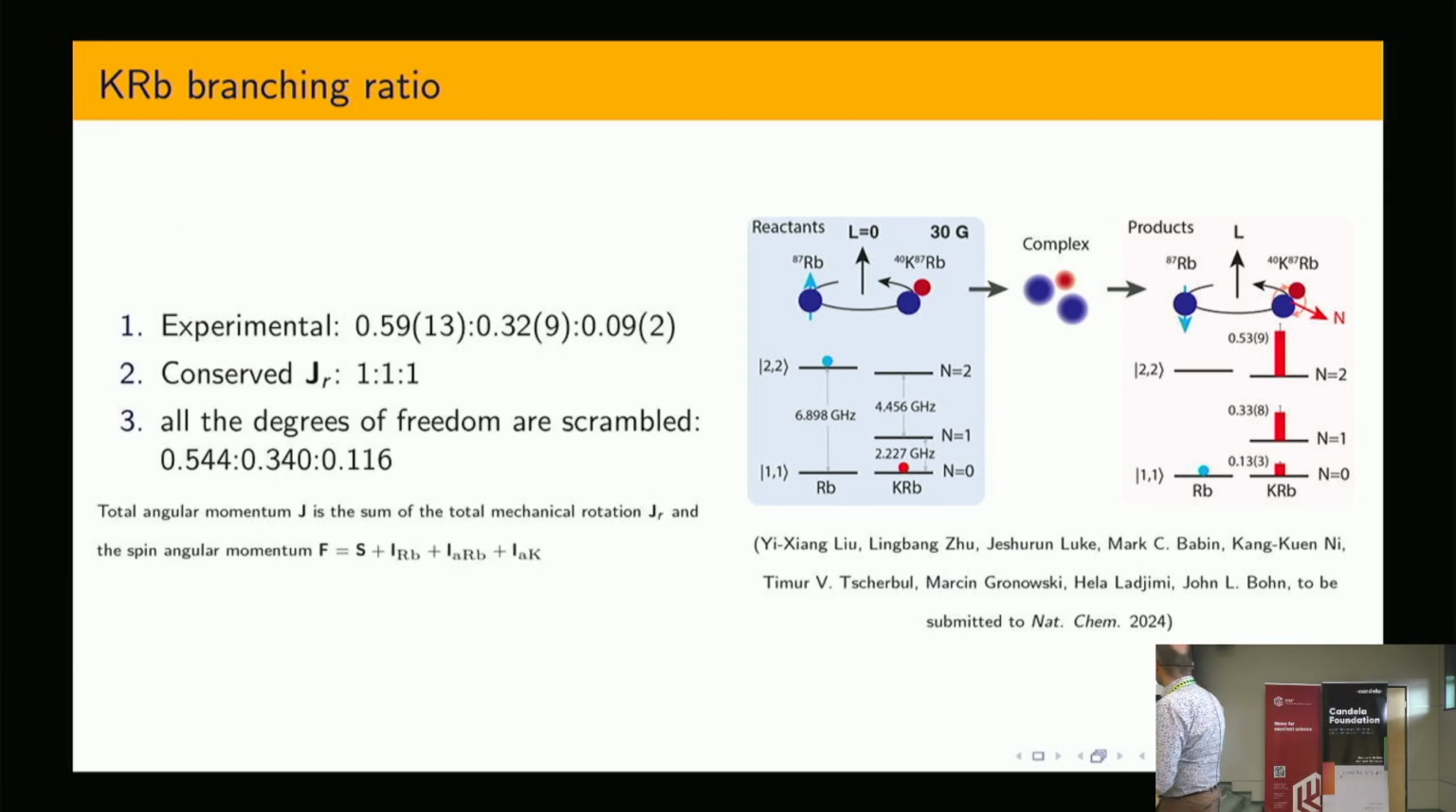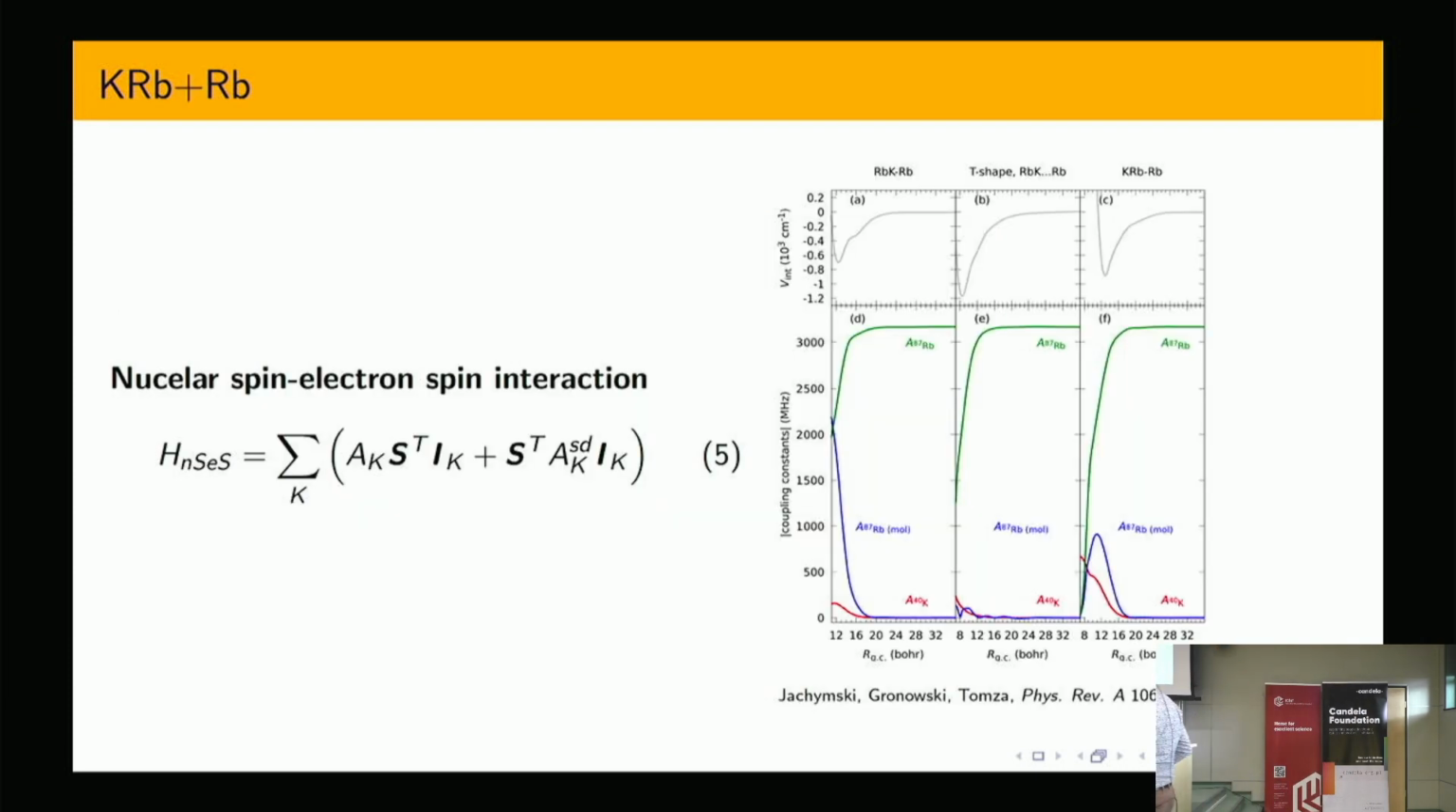Additionally, they measured the ratio between different rotational states after the collision. This is more or less the experimental result. And if we assume that the mechanical rotation is conserved, the ratio should be 1 to 1 to 1, which is completely different from the experimental one. But if we assume that all degrees of freedom are scrambled, then we get more or less agreement between theory and experiment, which suggests that we need some kind of coupling between rotation and spin, either electronic or nuclear spin.